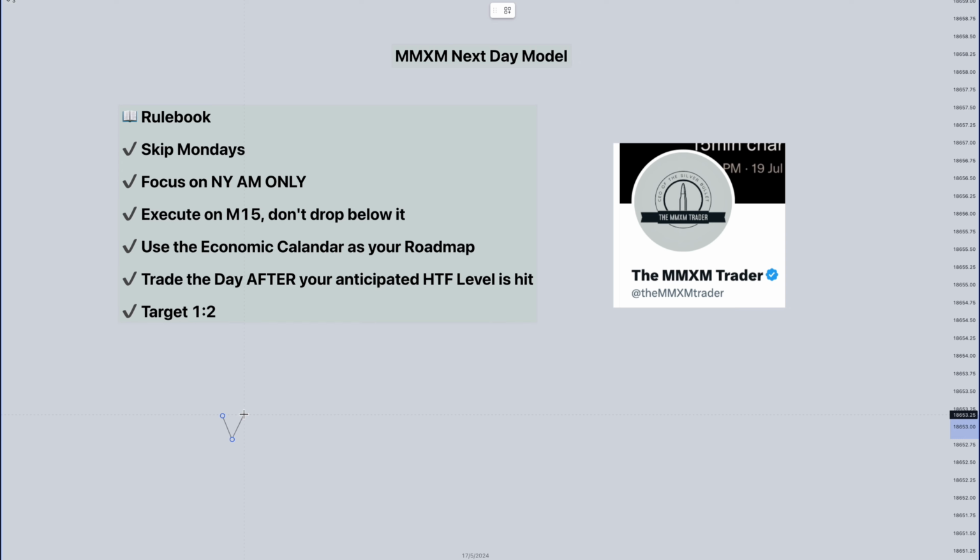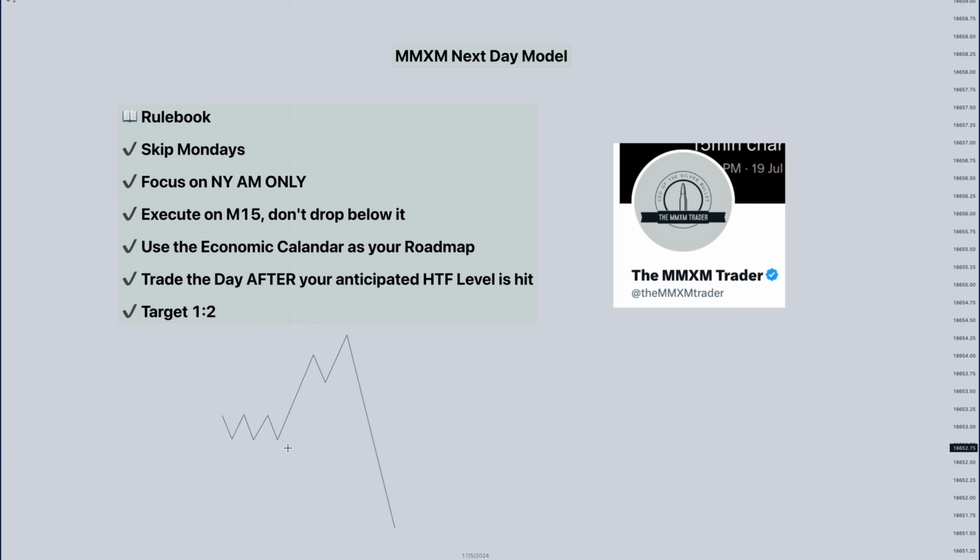If you've seen the open, high, low, close video on this channel, you know what I'm talking about. If you're expecting a bearish week, your Monday is probably going to be the accumulation phase of the AMD, or the power of 3 of the week. So skip Mondays. Secondly, focus on New York AM only.